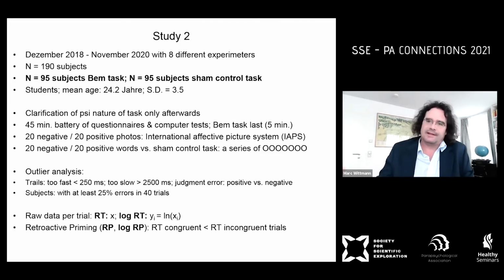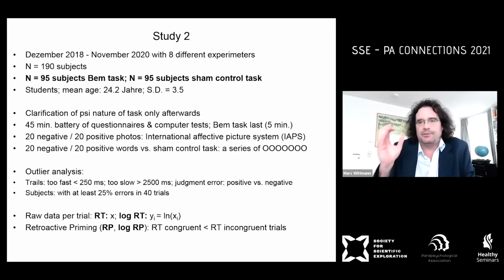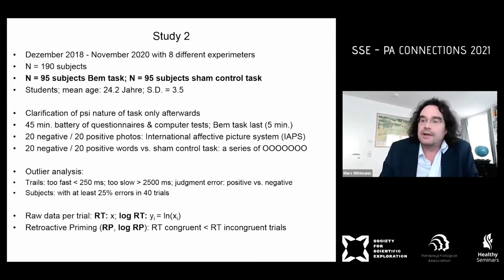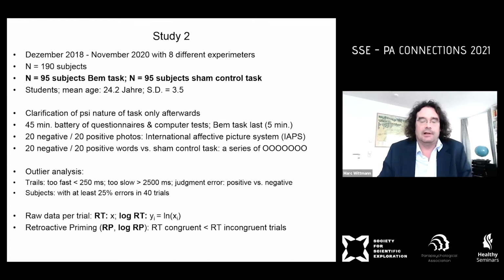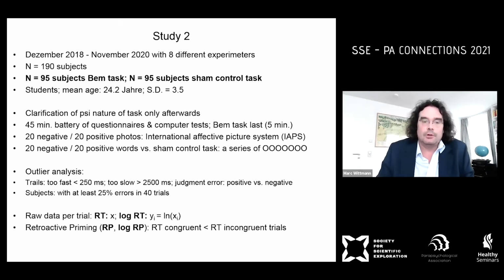Okay, study 2, next one. What happens now? Two years later, between December 2018 and November 2020, just before the next lockdown, with 8 different experimenters, we had 190 subjects: 95 subjects conducting the, call it Bem task, and 95 subjects conducting a sham control task. I'll tell you more about it in a second. So again, everything stays the same, only for this sham control task, instead of having the negative and positive words coming after the button press, we now have in each case a series of 7 O's.